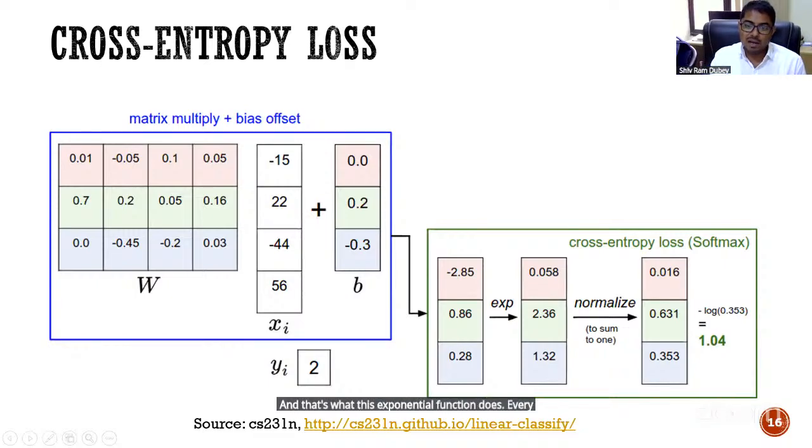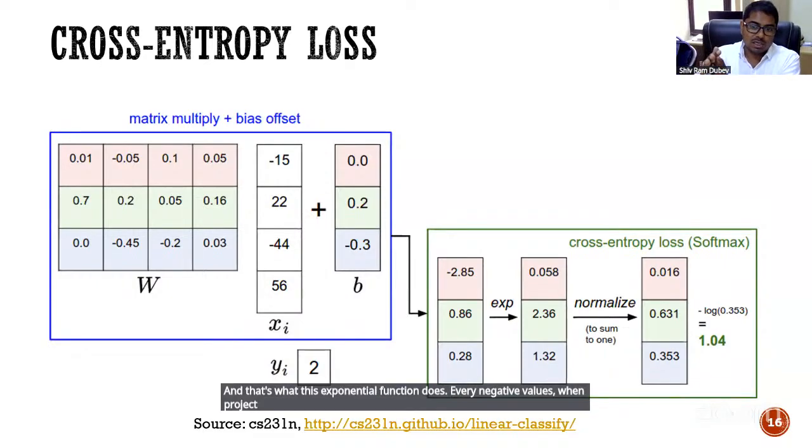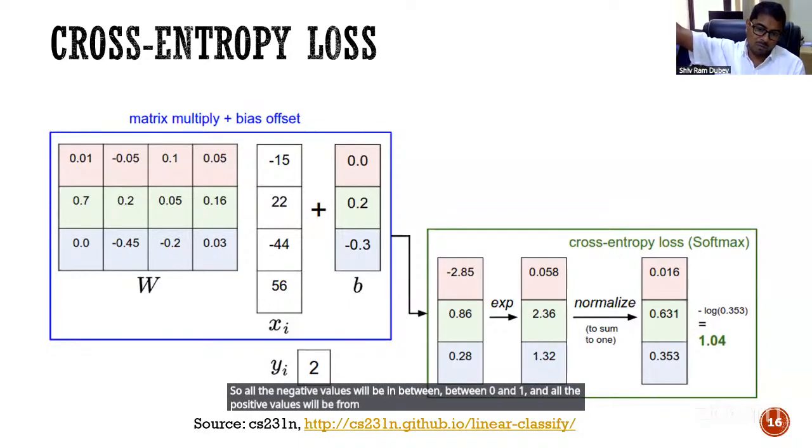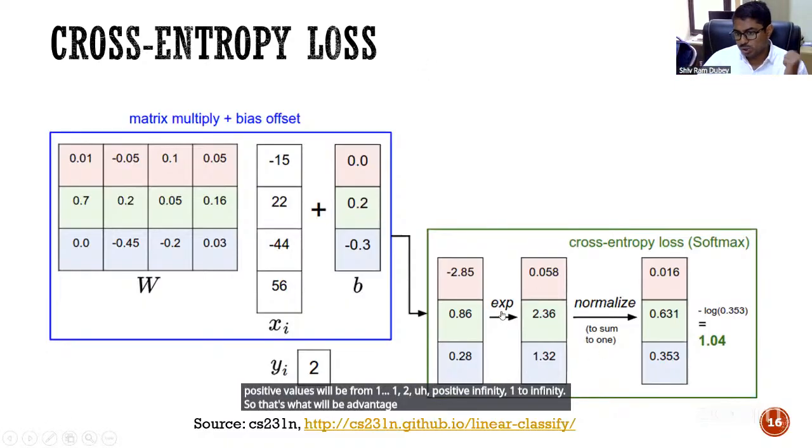Every negative value, when projected into the exponential space, will always be between 0 and 1, because e to the power minus infinity is 0 and e to the power 0 is 1. So all the negative values will be between 0 and 1, and all the positive values will be from 1 to infinity. That's the advantage of using this exponential function.